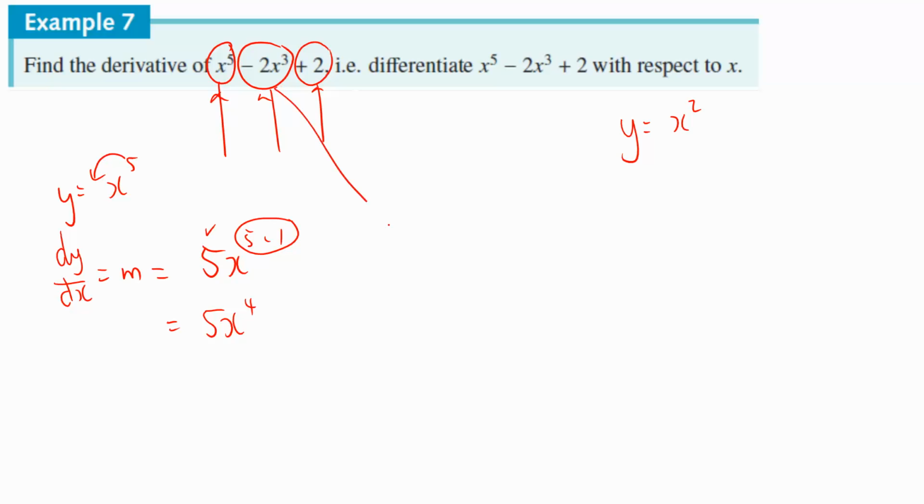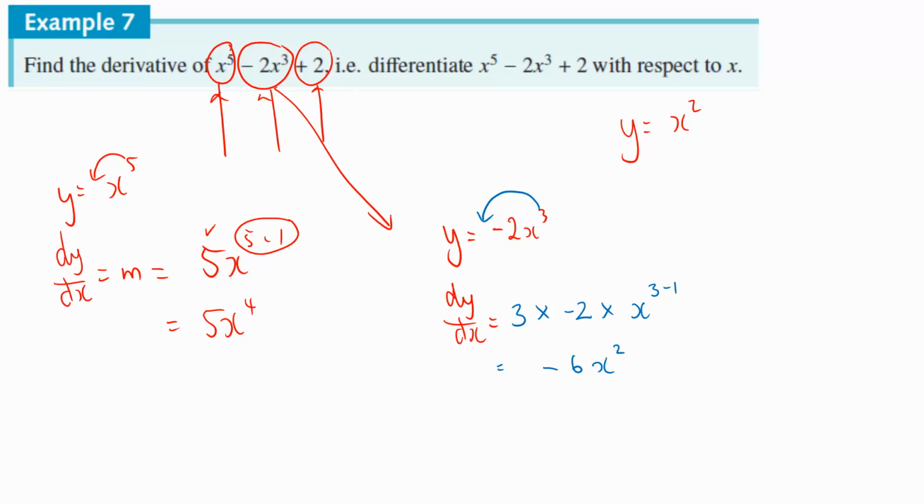Let's look at the second term. Second term, if I gave you y equals negative 2x cubed, do the same rule. dy dx will give you what? Very good. Drop down the power. So I'm going to do it in blue so you can see. Drop down the power. 3 times coefficient, which is negative 2, times x to the power of n minus 1. So 3 minus 1. Same drill. Same drill all the way. So this gives you now negative 6x squared.